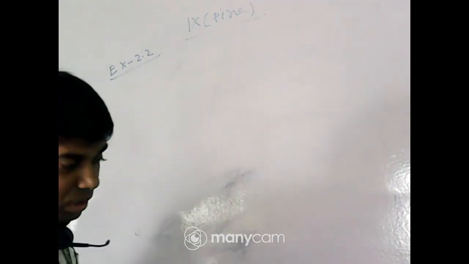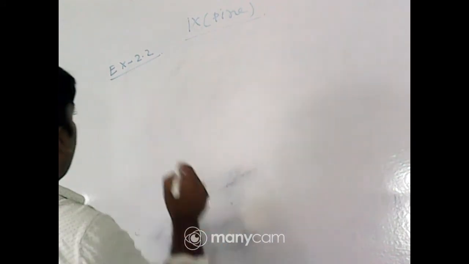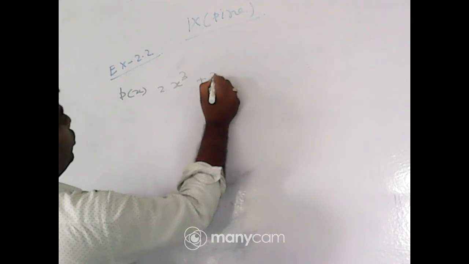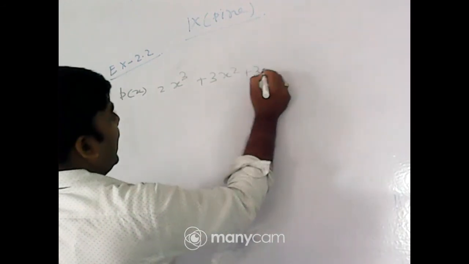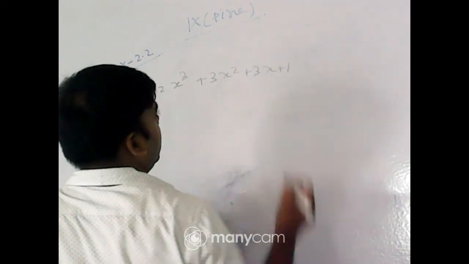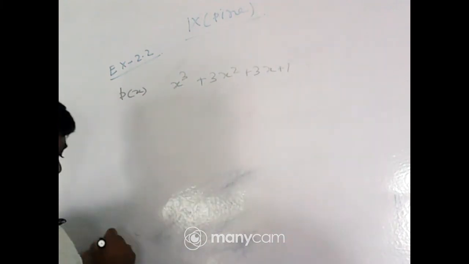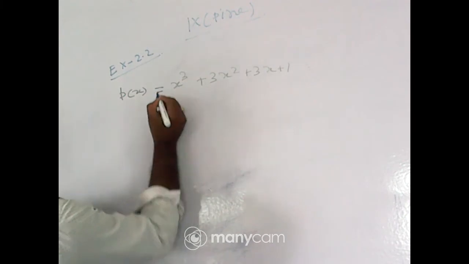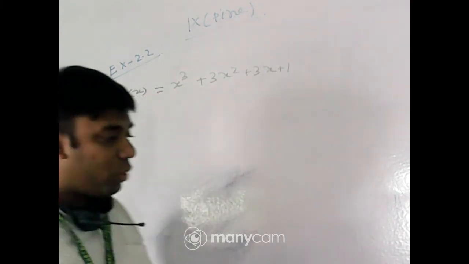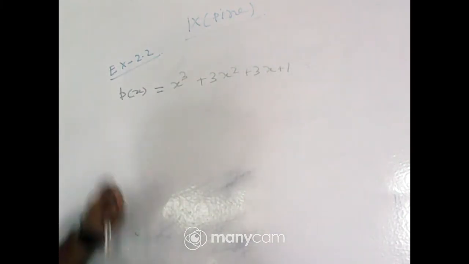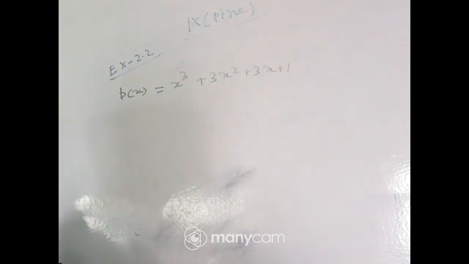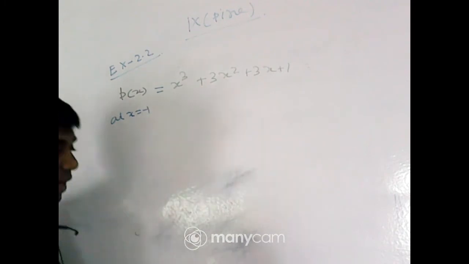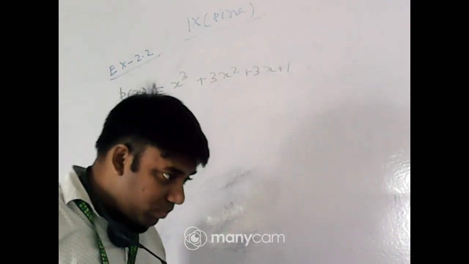Next example, I hope all of you can answer. P(x) equals x cube plus 3x square plus 3x plus 1. What will be the value of P(x) at x equal to minus 1? Find it quickly.